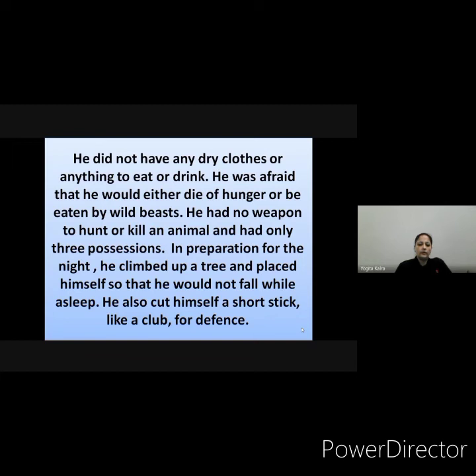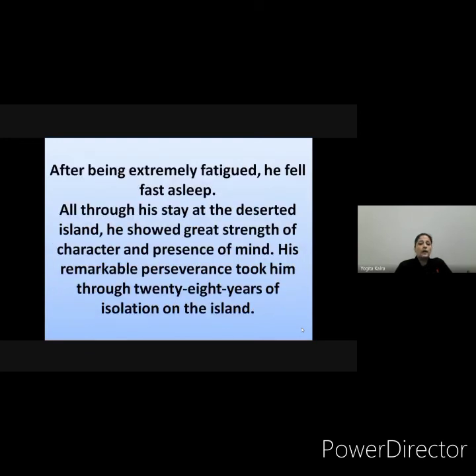In preparation for the night, he climbed up a tree and placed himself so that he would not fall while asleep. He also cut himself a short stick like a club for defense. After being extremely fatigued, he fell fast asleep. All through his stay at the deserted island, he showed great strength of character and presence of mind. His remarkable perseverance took him through 28 years of isolation on the island.